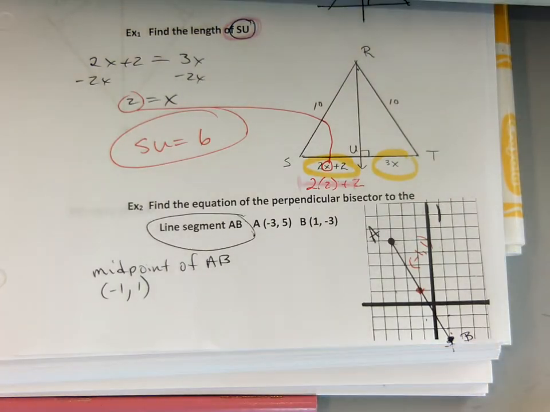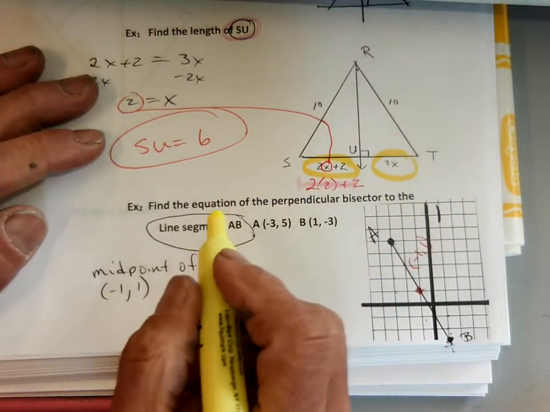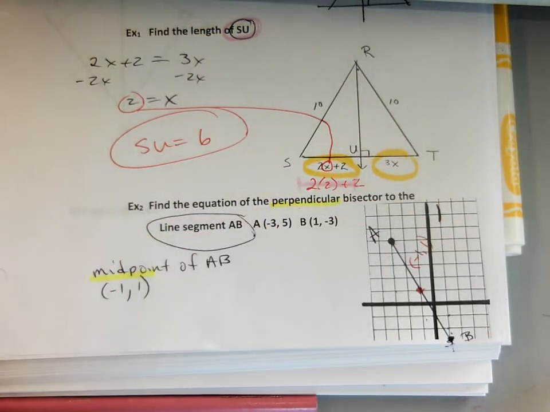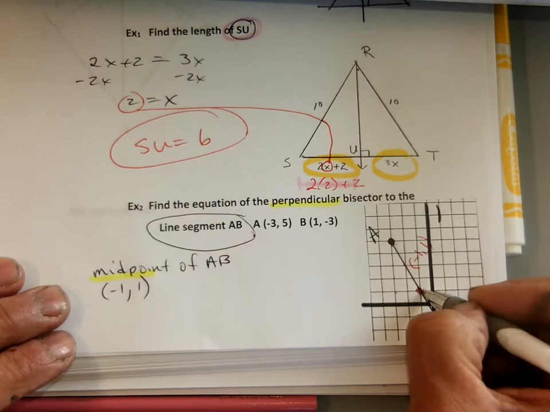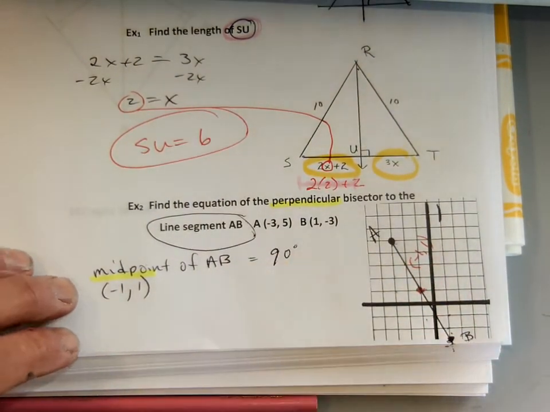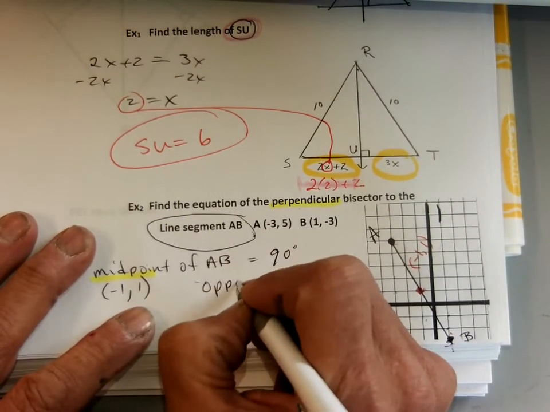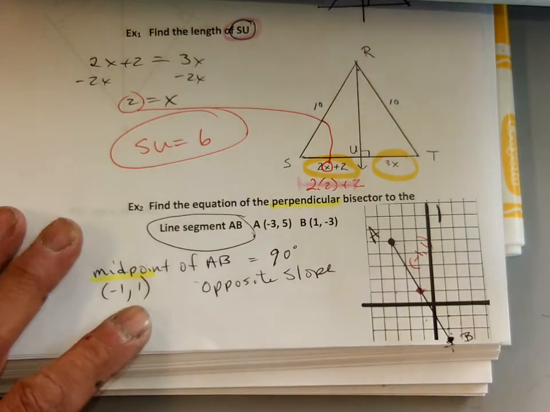Perpendicular. So I found the midpoint. Let's see these words. Midpoint, I found the middle. Okay, I've got that. Now, this word perpendicular means 90 degrees, right? Perpendicular means 90 degrees. So I want 90 degrees from here. And to be 90 degrees, it's going to have the opposite slope. We've learned that before. Opposite slope. We've learned this.